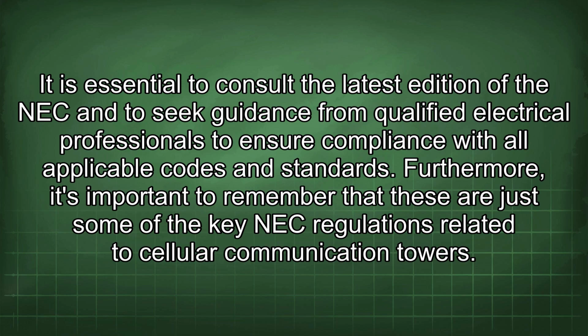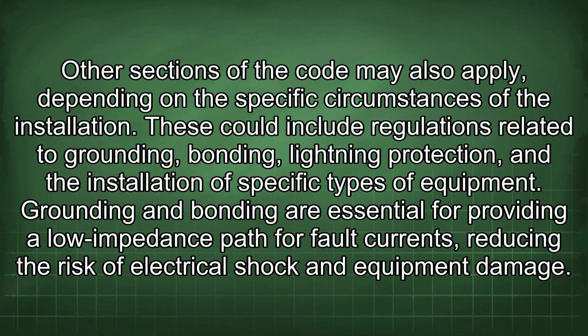Furthermore, it's important to remember that these are just some of the key NEC regulations related to cellular communication towers. Other sections of the code may also apply, depending on the specific circumstances of the installation. These could include regulations related to grounding, bonding, lightning protection, and the installation of specific types of equipment.